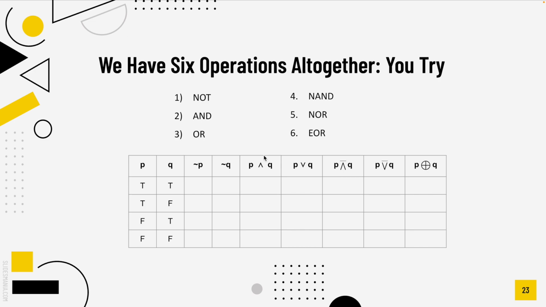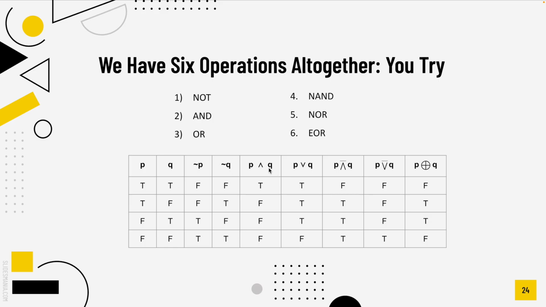So again, we have 6 operations we've looked at all together: not, and, or, not and, not or, exclusive or. And so I'm going to go through and do a summary table here for you of what they all would look like with 2 simple statements. So our not P is the opposite of this. Our not Q is the opposite of this.